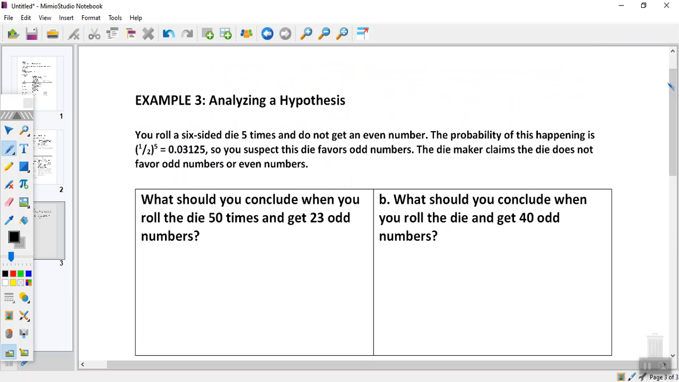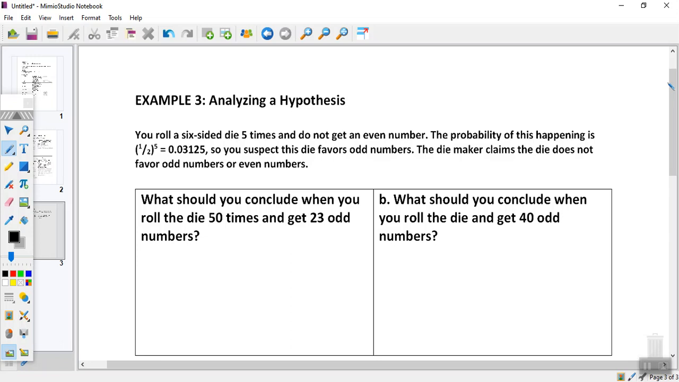Guys, you roll a 6-sided die 5 times and do not get an even number. The probability of this happening is 1/2 to the 5th power, or 0.03125. So you suspect this die favors odd numbers. Well, not necessarily true, because what's the probability of rolling an odd? 50. Okay, and what's the probability of rolling an even? Okay, so here's the deal. The die maker claims that the die does not favor odd numbers or even numbers. All right? It says, what should you conclude when you roll the die 50 times and get 23 odd numbers?